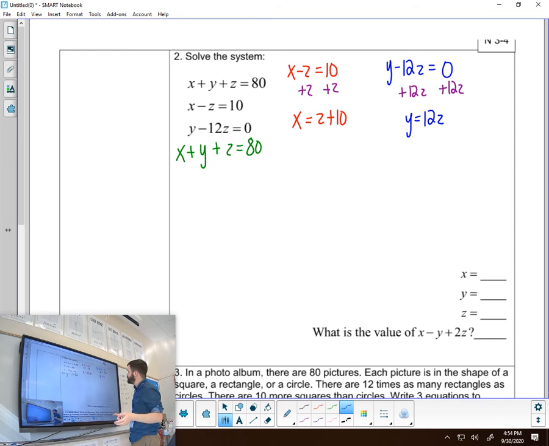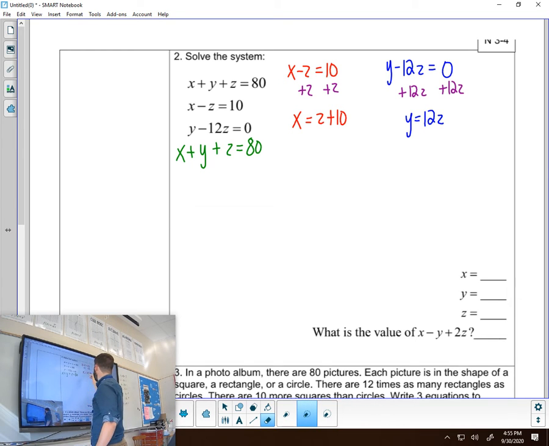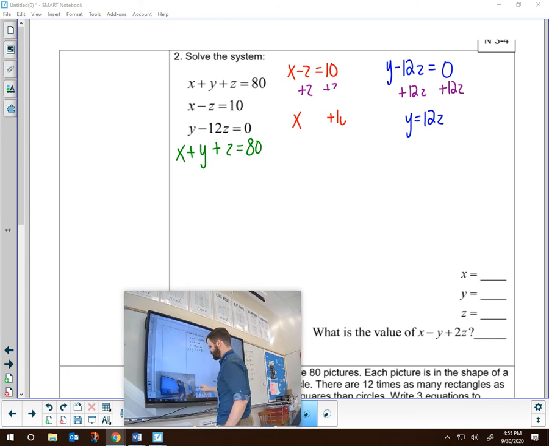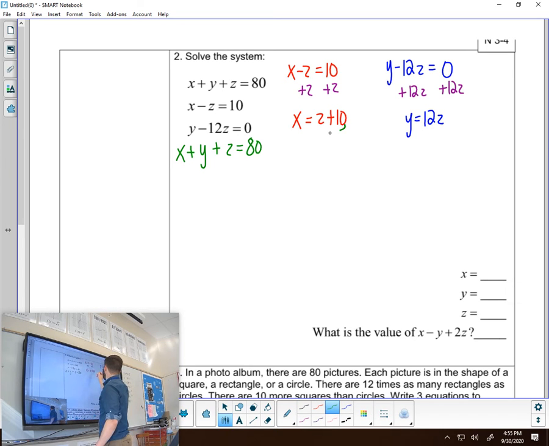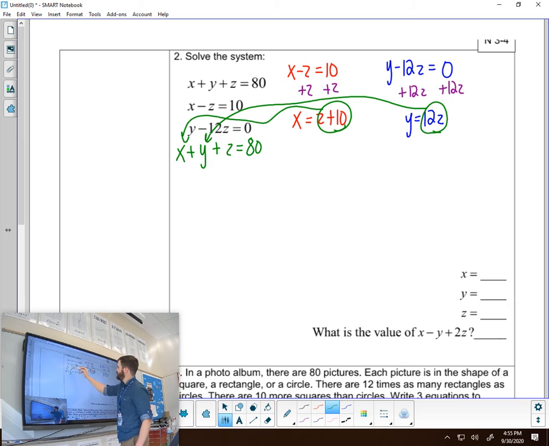And so what that's going to allow me to do is take this value for x and substitute it in for x over here. I can take this value for y and substitute it in for y over here. And then I have one big equation that only has z in it. So look, instead of having this x here, I'm going to take this value for x and plug it in for x over here. I'm going to take this value for y and plug it in for y over here.